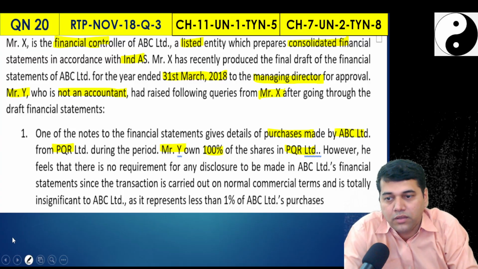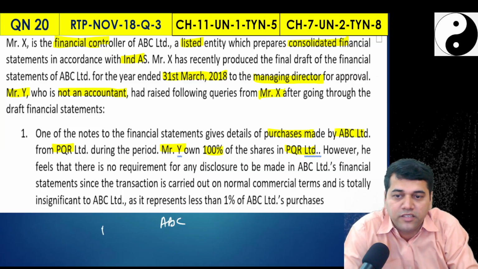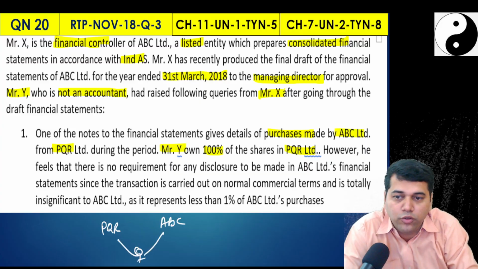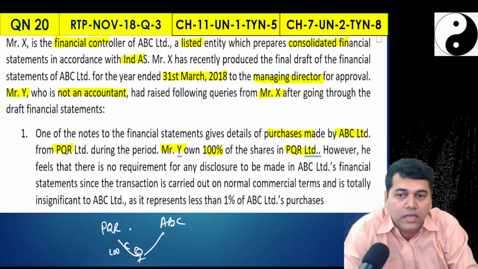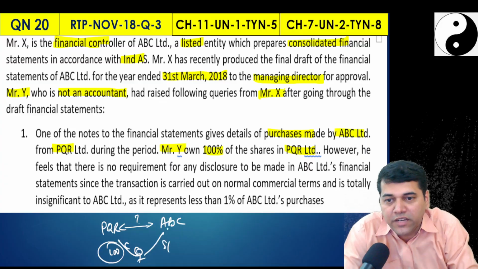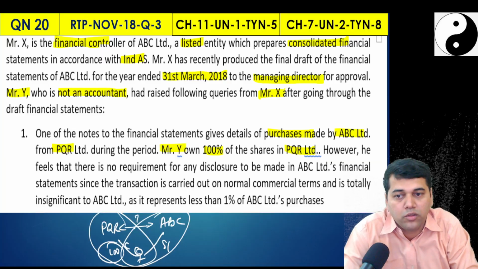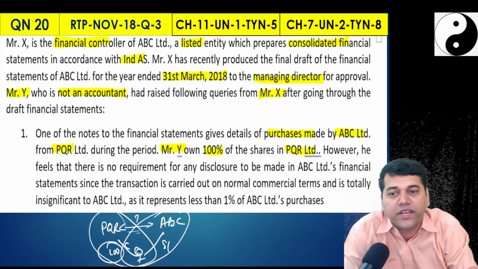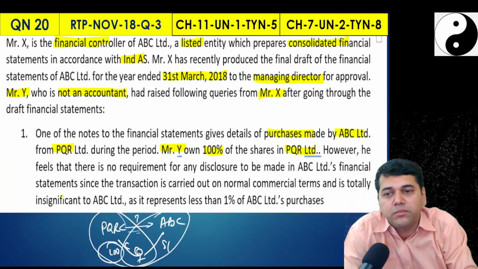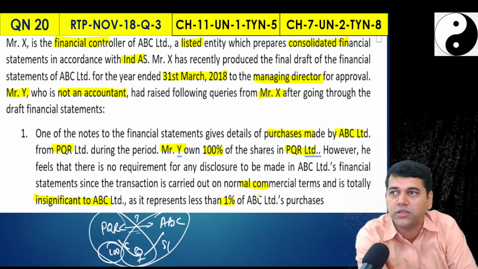Followed, no? Now you are ABC and there is PQR. You are the managing director of this and you are holding 100% control. Are these people related? Yes, because on one leg there is significant influence, on the other leg there is control. Now both are related. Now the disclosure said the financial statements are carried at a normal commercial transaction, the terms are totally insignificant, the amount is very small, barely 1%, and that too on normal terms only.